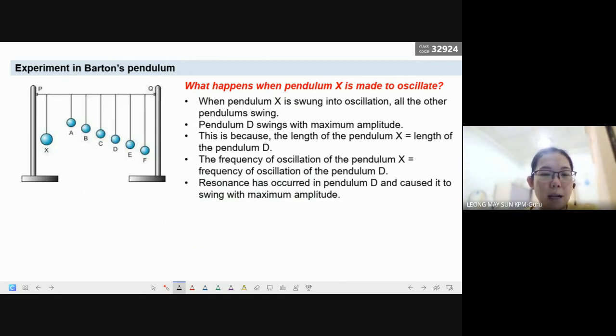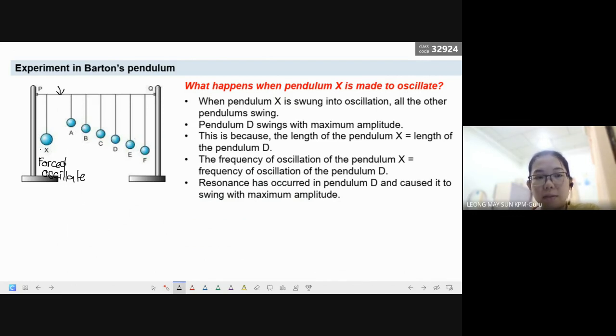This setup is a retort stand with P and Q tied to a string, and then individual lengths of pendulums are tied on. These pendulums do not share the same string. They are all individually tied. The only thing that is shared by all these X, A, B, C, D, E, F pendulums is the string PQ. So what happens here is that this X will be forced to oscillate. The lengths of A, B, C, D, E, and F are different.